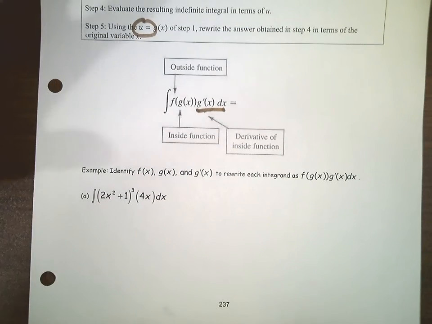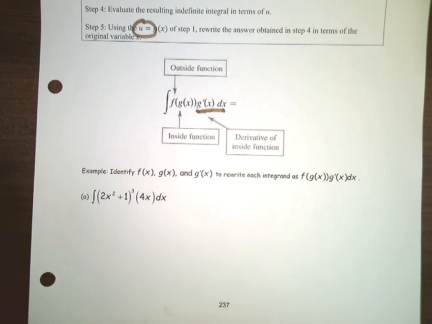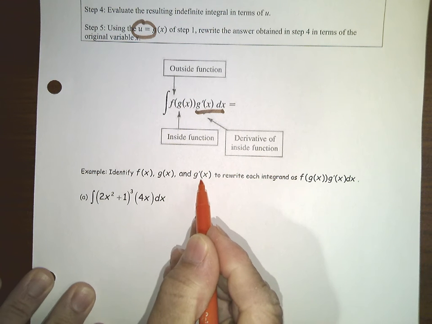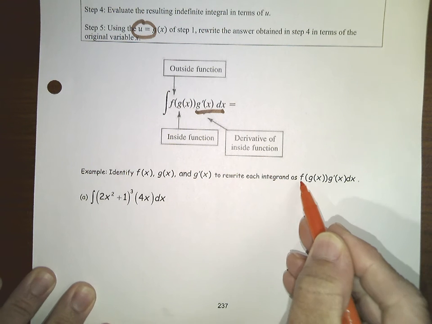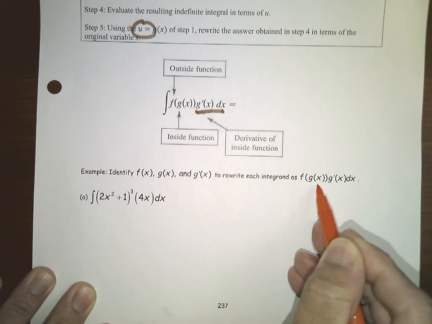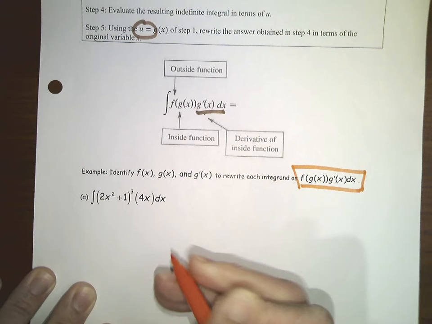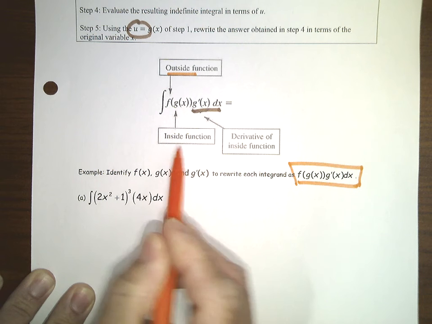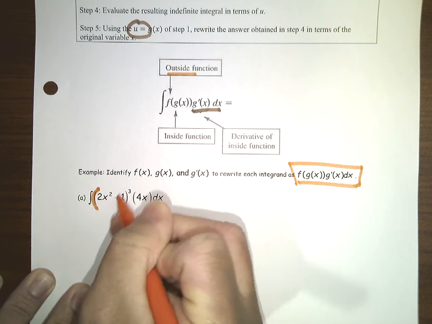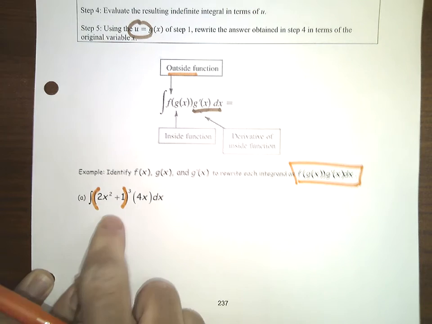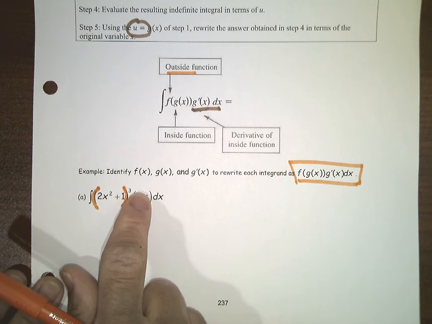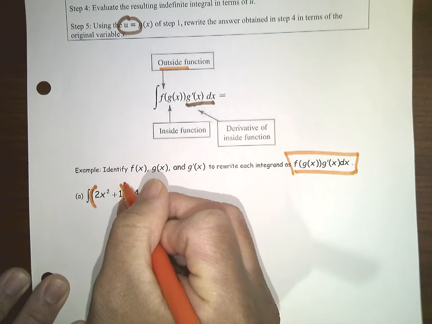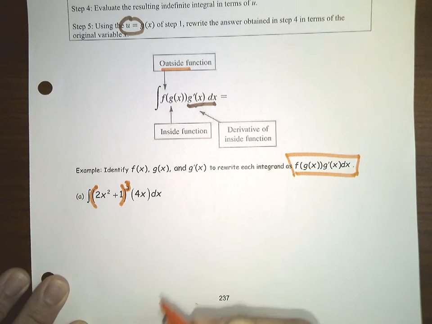All right, so here is an example. We'll follow these steps described up there fairly loosely. Identify f of x, g of x, and g prime of x to rewrite each integrand as f of g of x times g prime of x dx. Remember, we want f to be an outside function and g to be an inside function. What I see here is a function inside of another function. So the outside function would be something to the third power.